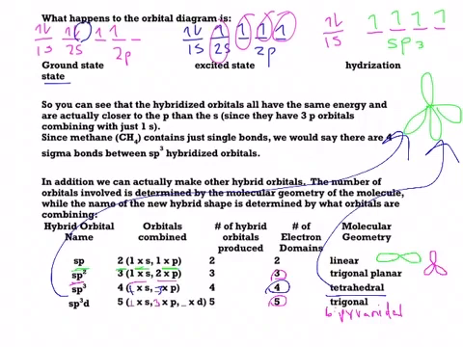So remember s, p, d, there's 1 s, 3 p's, 5 d's, right? So if you combine 1 s with 3 p orbitals and 1 d orbital, now you get 5 orbitals called sp3d. So you end up with 5 sp3d orbitals. And guess what they're shaped like? You guessed it. They're shaped like trigonal bipyramidal.